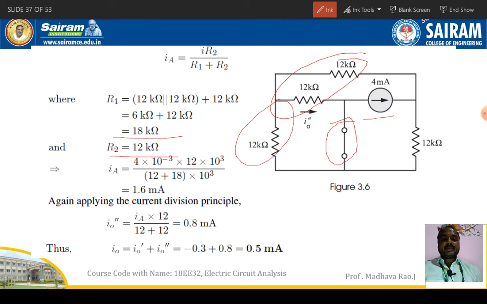By the current division principle, I A is equal to the opposite resistor into the total current divided by the total resistance. Okay, so then the I A value is 1.6 amperes. Total current in the circuit is 1.6 amperes.